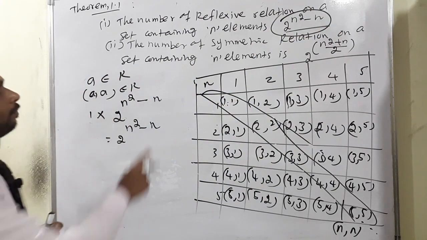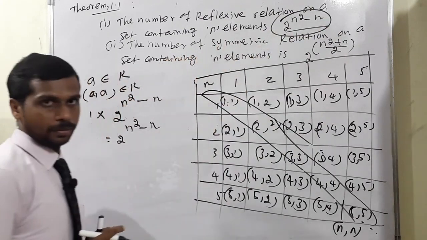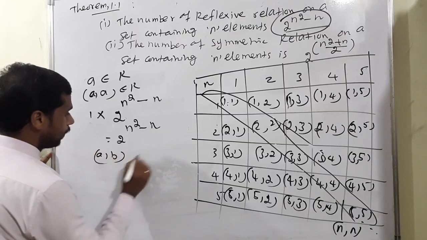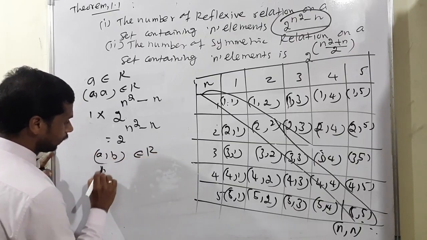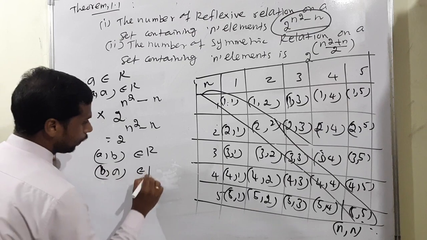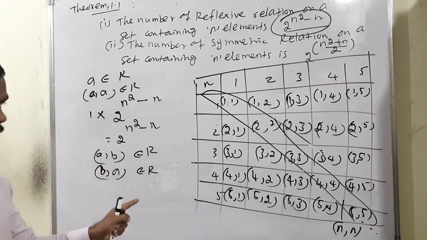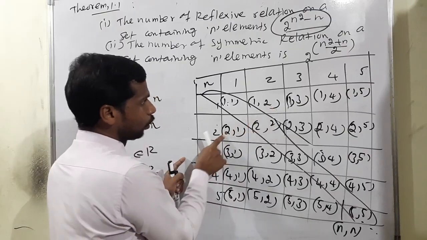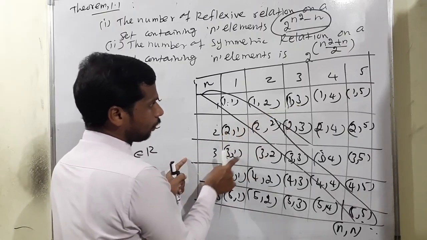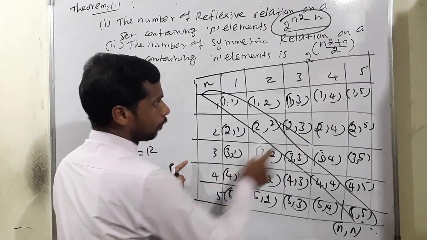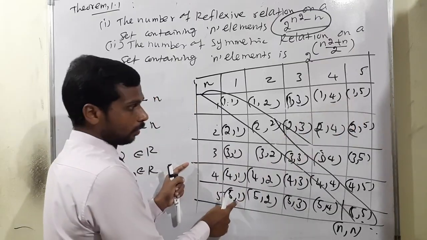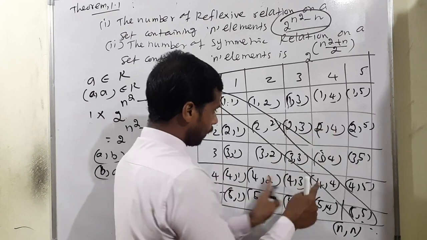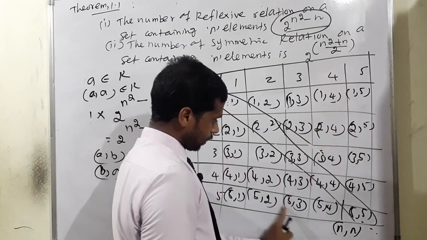Then the second one, the number of symmetric relations. What is the meaning of symmetric? So (a, b) belongs to R means (b, a) also belongs to R. Then only we can say it is symmetric. Therefore, look at the remaining terms. This is 1 comma 2 means 2 comma 1. 1 comma 3 means 3 comma 1. 1 comma 4 means 4 comma 1. 1 comma 5 means 5 comma 1. So each and every time, 3 comma 2 means 2 comma 3. 2 comma 4 means 4 comma 2. 2 comma 5 means 5 comma 2.